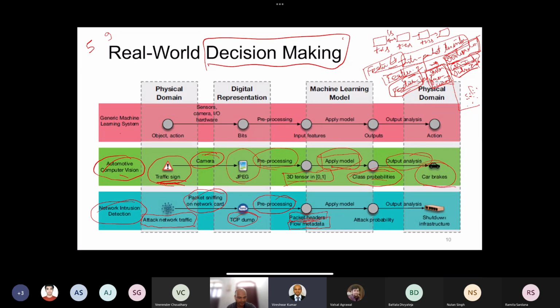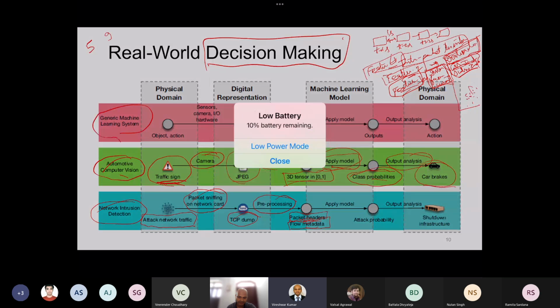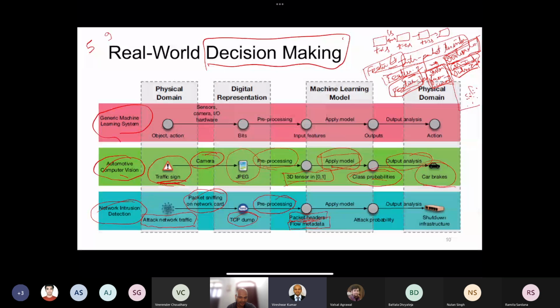And then another very generic example will be this flow chain that I have also explained earlier. So you see that there will be something in the physical domain. So for any machine learning algorithm, this is true. So there will be something in the physical domain. Then you will have to bring it in the digital domain.